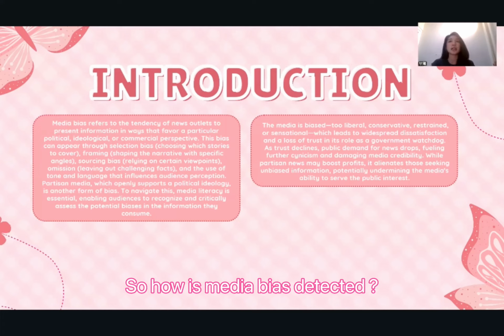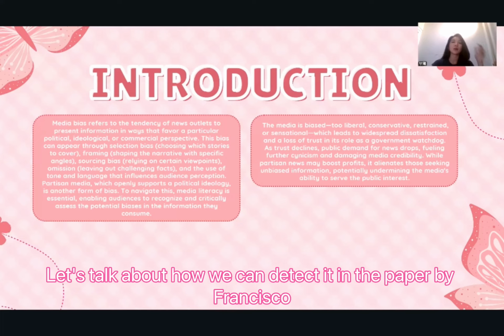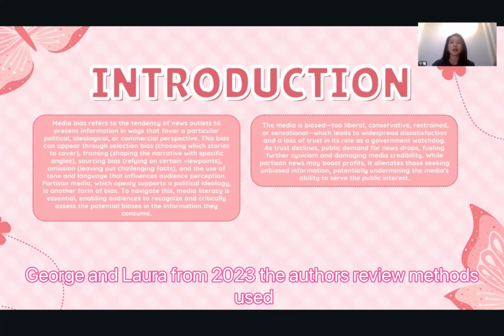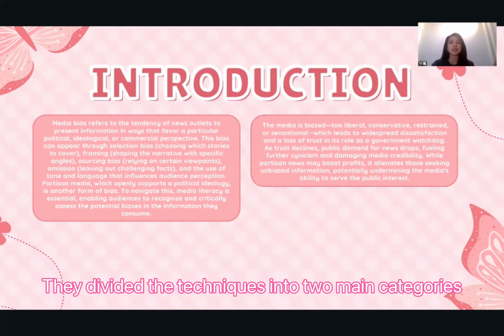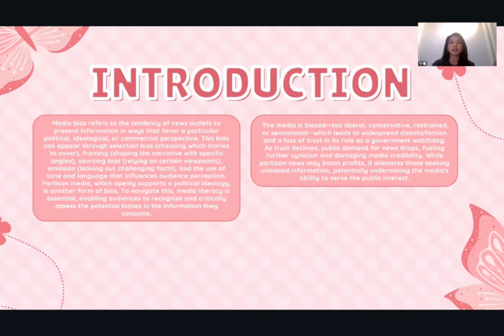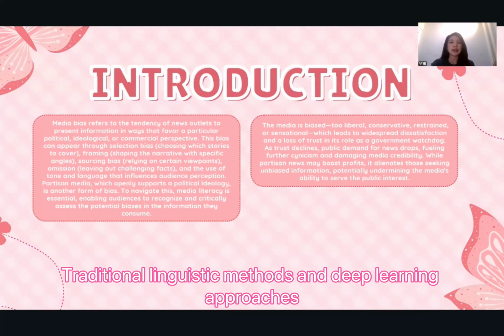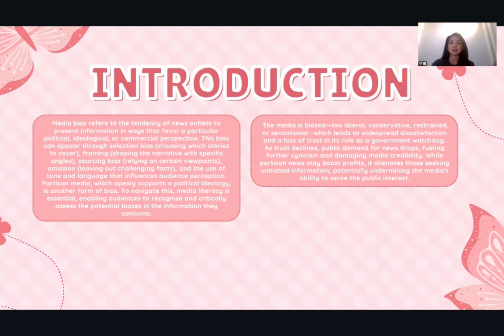So, how is media bias detected? Now that we have a clear understanding of what media bias is, let's talk about how we can detect it. In the paper by Francisco, George, and Laura from 2023, the authors review methods used to identify media bias. They divided the techniques into two main categories: traditional linguistic methods and deep learning approaches.